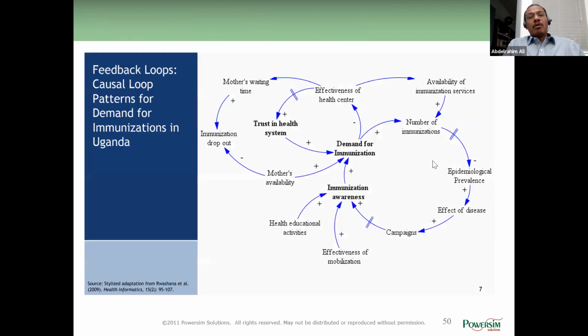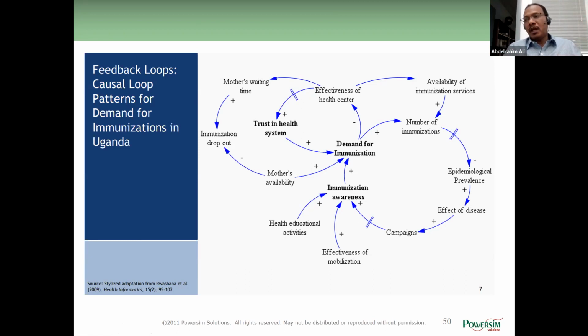This is an example of a feedback loop or causal loop diagram for immunization. The demand for immunization is a central thing, and it is affected by different factors. Here you can see the effectiveness of the health centers, the trust in the health system, the immunization awareness, the number of immunized people, and the epidemiological prevalence. These factors can be collected in the beginning, when you interview people and collect which factors influence the immunization demand.